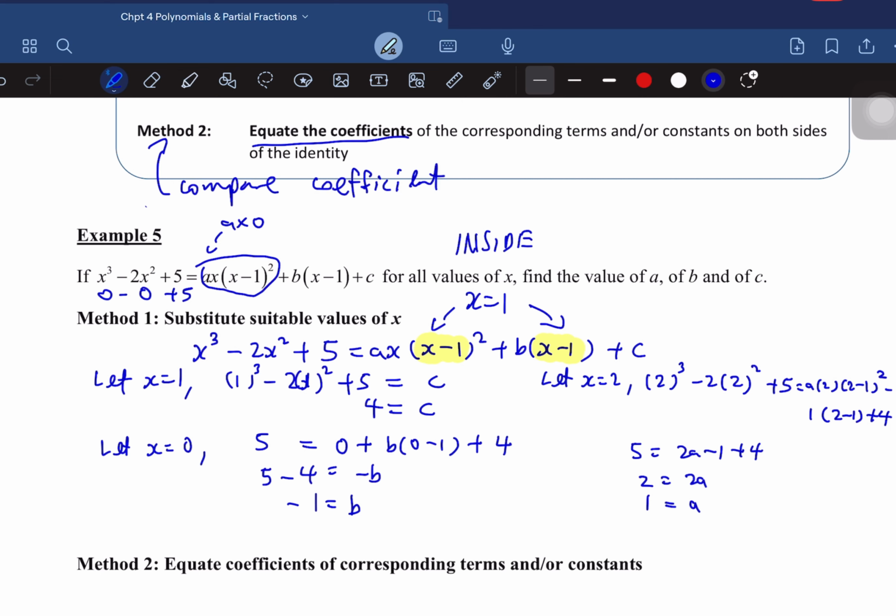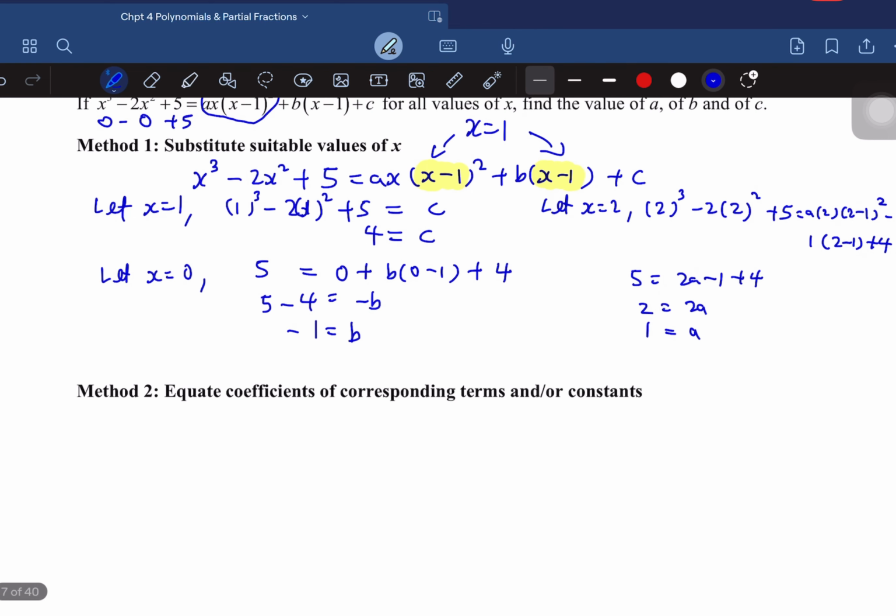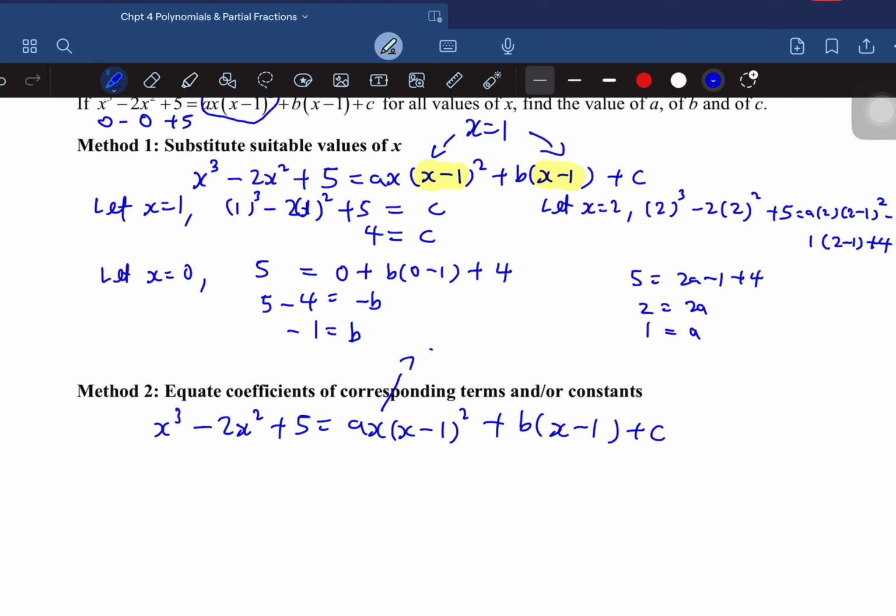Okay, how do we compare? Let's take a look. So with this, let us copy the question again. x cubed minus 2x squared plus 5 equals a x bracket x minus 1 squared plus b bracket x minus 1 plus c. Take note, if possible, try not to expand everything on the side containing all the brackets and bracket squares, to avoid the working being very long. But sometimes we may need to expand, like for example this one is good to expand a bit. Why? So that later it's easier for us to visualize.